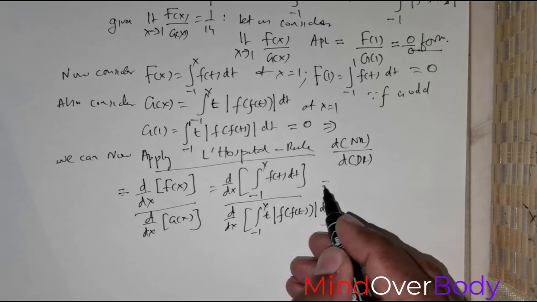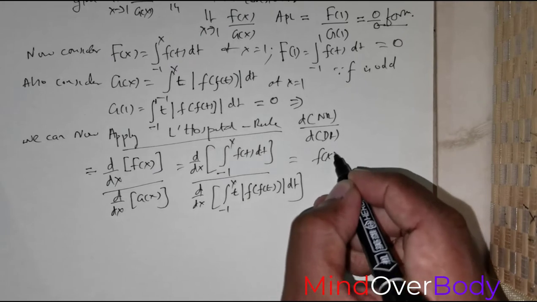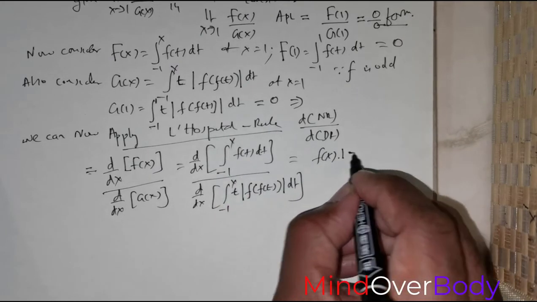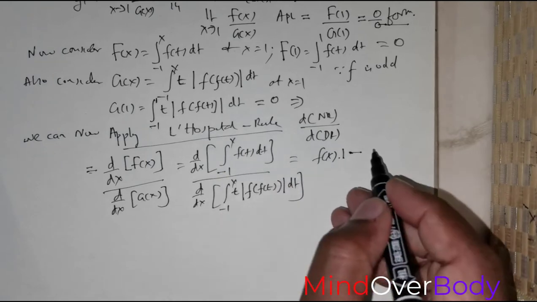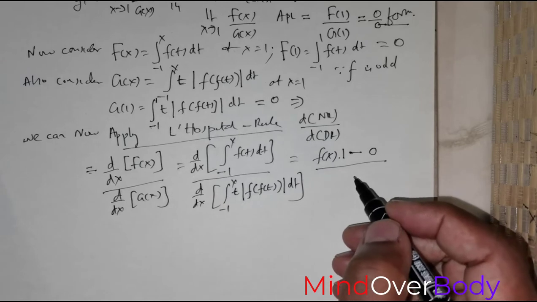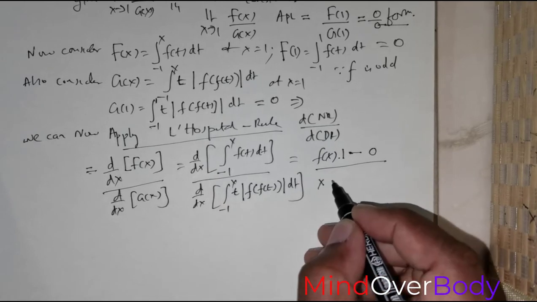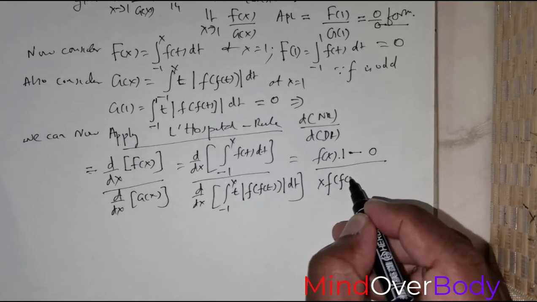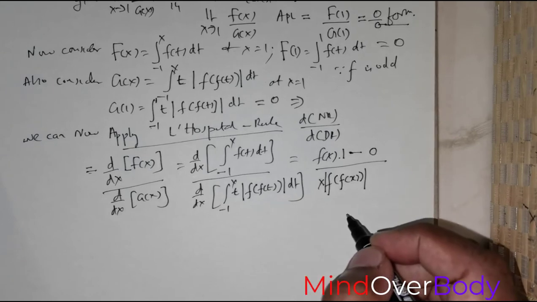So I will be applying Leibniz rule. If we were to apply Leibniz rule, this is going to be f of x times differentiation of x, which is 1, minus I apply the lower limit, and the differential of a constant is going to be 0. So there is no point in doing anything with that. And with this quantity, this is going to be x times f of x modulus, right?